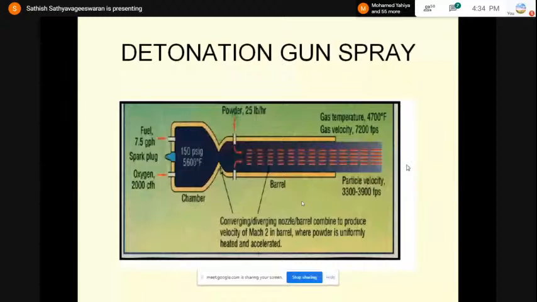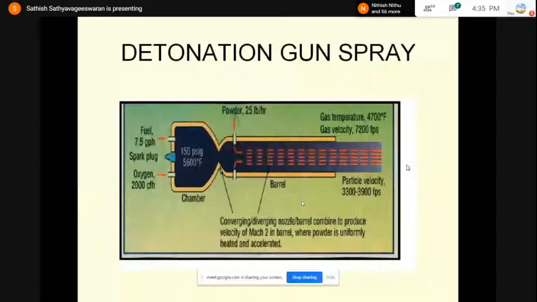Another technique is detonation gun spraying. This process is more or less similar to the HVOF process. Here you will be having a barrel, with an acetylene flame. Once you supply oxygen and acetylene, you have a spark plug, and you inject the spark. Combustion takes place, and the combustible gases will produce a detonation wave. The powder particles will absorb the heat energy from the detonation wave and get melted, and this molten particle will be accelerated towards the substrate at a very high velocity.